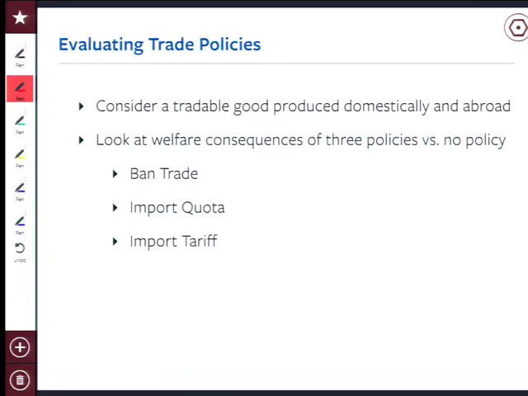Really cool, interesting models, and there's a whole class taught in the econ department on international trade. But let's look at some simple representations of international trade.